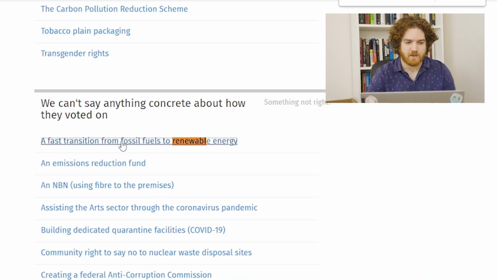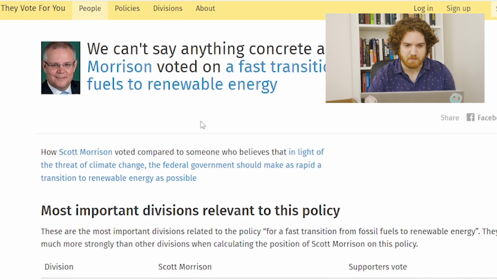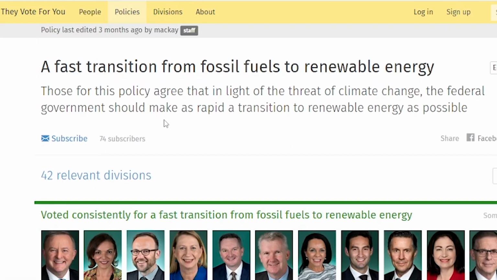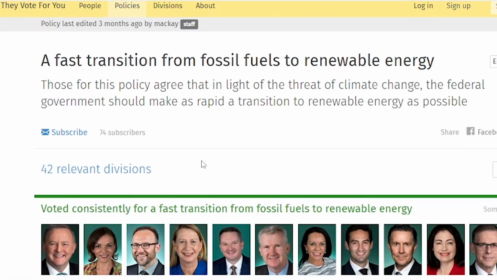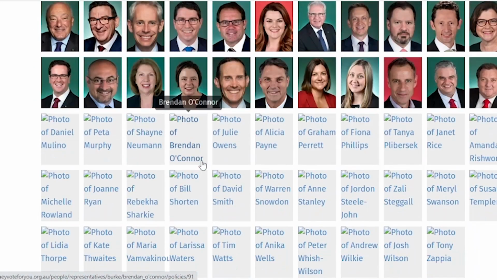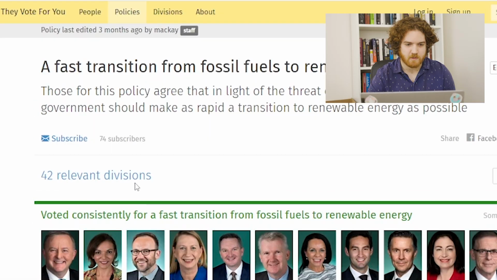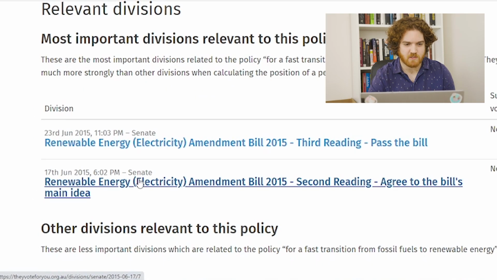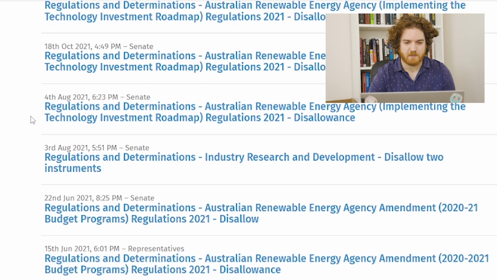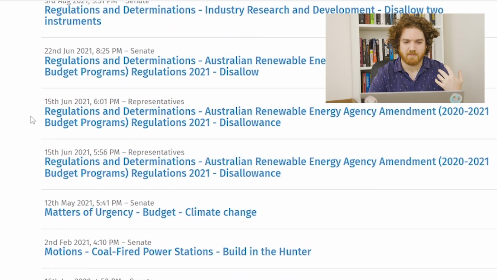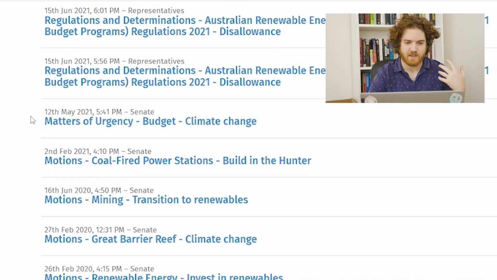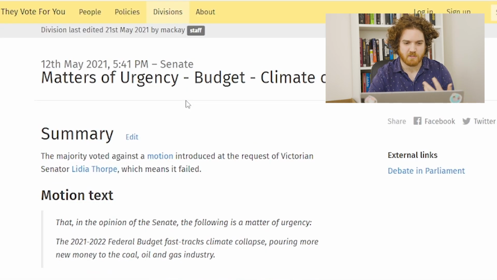So if we click on a fast transition from fossil fuels to renewable energy, we can learn more about what that actually means. There have actually been 42 relevant divisions according to this site. If we click on 42 relevant divisions, it brings up all sorts of things about the different votes about renewable energy, amendments, climate change, etc.